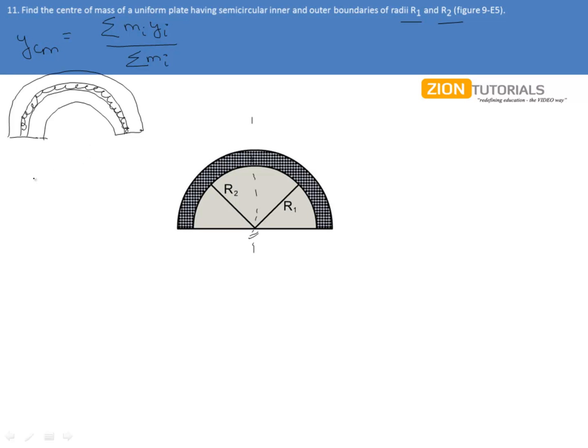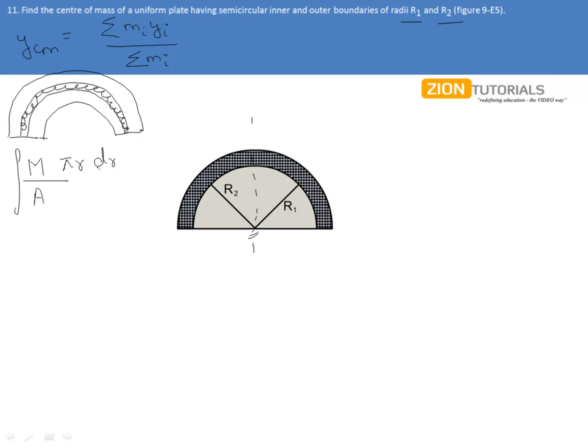Since I am having the element, I need to integrate in place of this summation. So I'll be doing it like integral of total mass of this plate upon total area of the plate, that is A, into the area of this element. Now what is the area of this element? This is basically pi r, the perimeter, like this length, into dr.